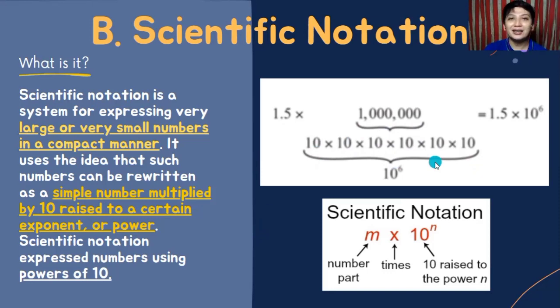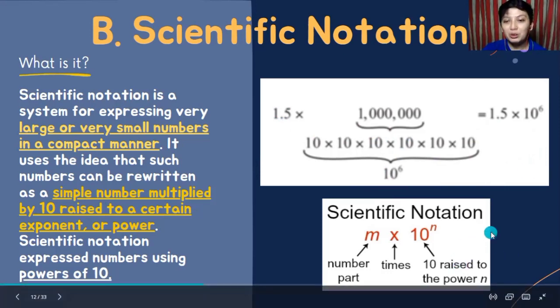So when we get the power of 10 of the million, we will get 10 raised to the 6th power. So when we use scientific notation, since this is 1.5 million, we will get 1.5 times 10 raised to the 6th power. And that's how you write scientific notation. Instead of using 1,500,000, you will use 1.5 times 10 raised to the 6th power. Is that clear? It's easier, right?